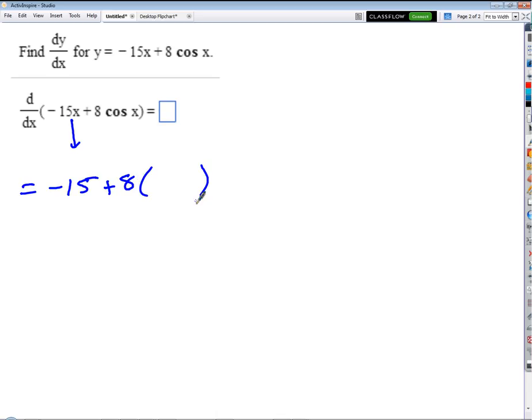Now, what's the derivative of cosine x? Negative sine x. And that's just something you're going to have to remember. We're going to end up with probably something like a dozen standard forms of derivatives that you're just going to have to remember. But by using them, you'll remember them automatically. Yes, the derivative of cosine is negative sine x. So then what's our final answer? Negative 15 minus 8 sine x. Exactly. That's it. No biggie.